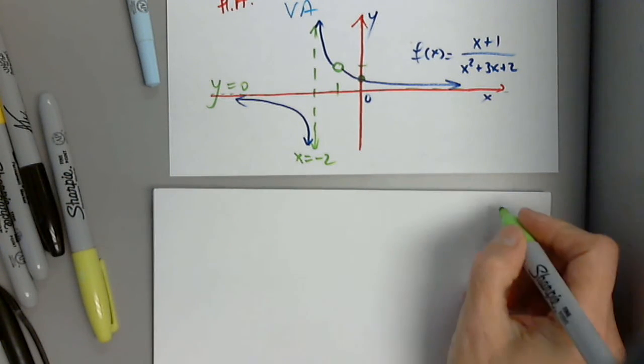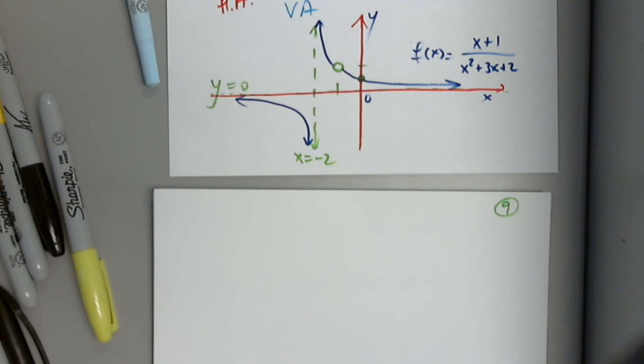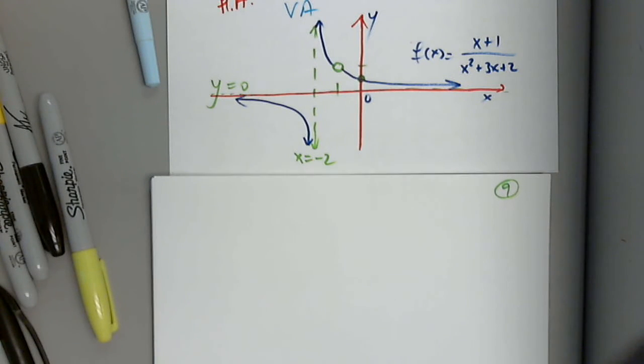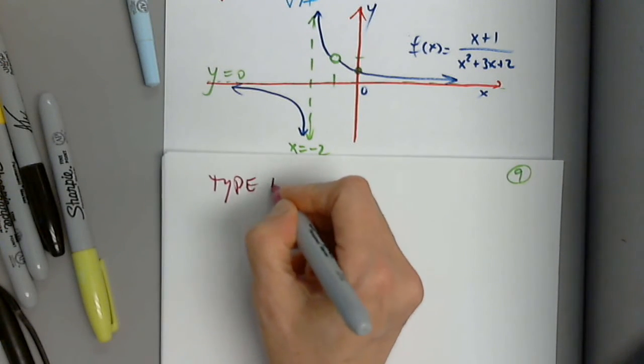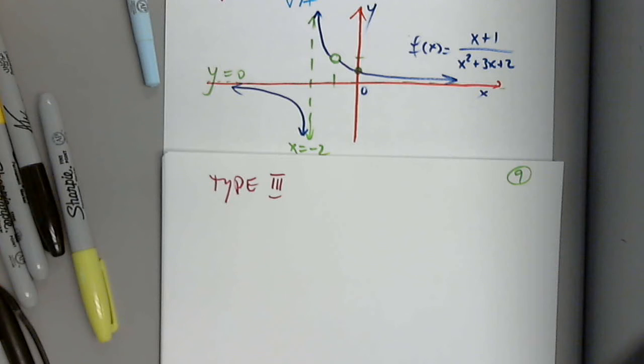Anything else? Anything else? Okay, let's look at type 3. Is this 3.3? This is 3.5. Okay. And we have one more section.